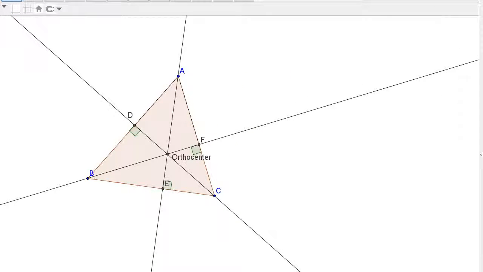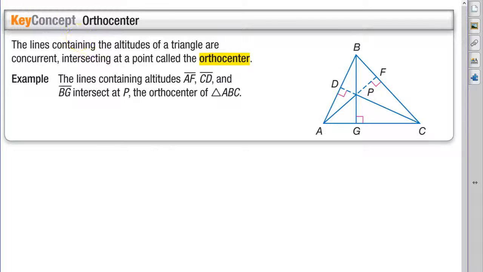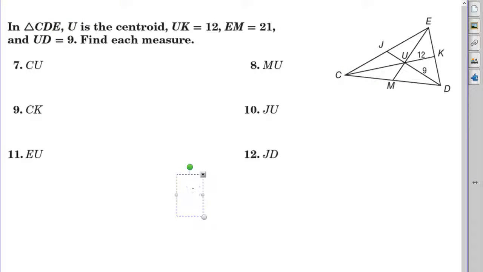Okay. Now, for tomorrow, here's your homework. Sorry, this is a little longer than I thought it would be, but there's a lot of little things to cover. So you've got that U is the centroid. UK is 12. They've already marked that for us. EM is 21. They did not mark that for us, but UD is 9, so they did mark that one for us. So our job is to figure out then CU, MU, CK, JU, EU, and JD.